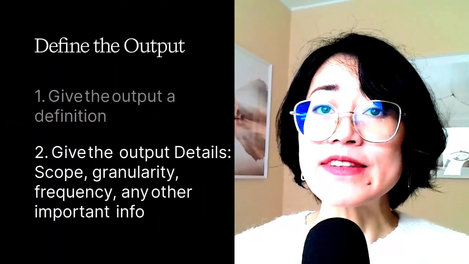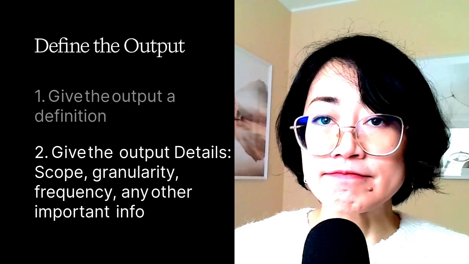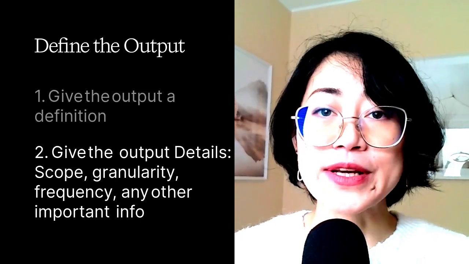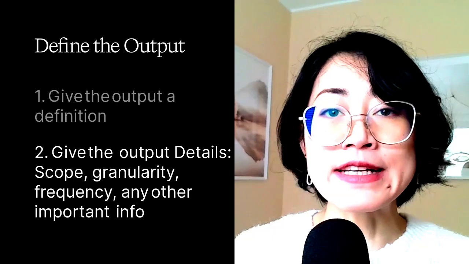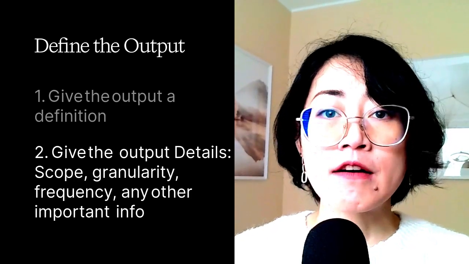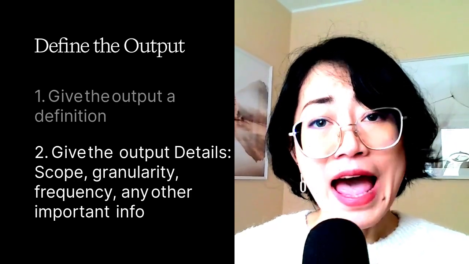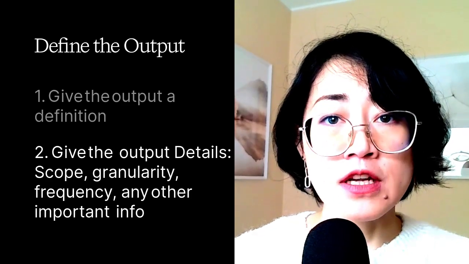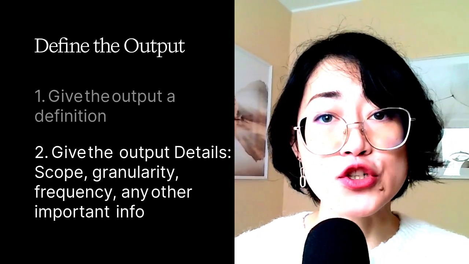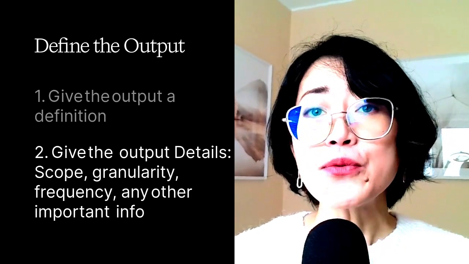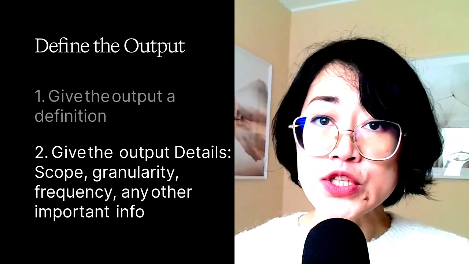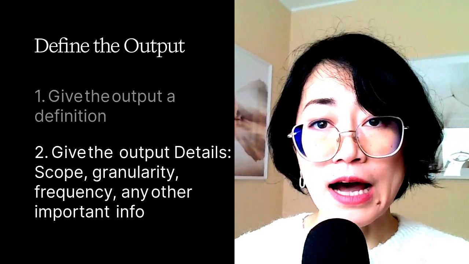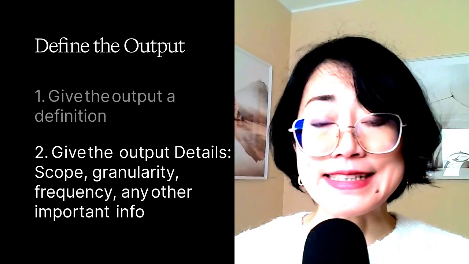Second, give some detail about the output. For example, the granularity level, the frequency level, or any important information you can think of. For example, you want to have the prediction per day or per hour. Do you need the calculation on a per-customer level or per-transaction level? You may also want the solution to include a simulation function, which will let you try out different variables or scenarios manually to test.